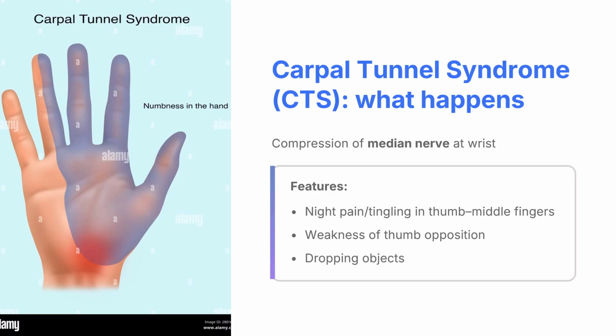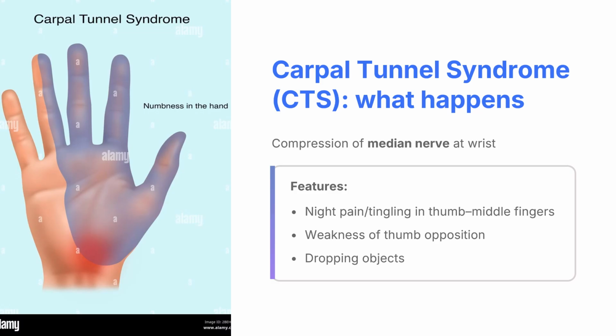Carpal tunnel syndrome is one of the entrapment syndromes. It's a compression of the median nerve at the wrist. Features include night pain, tingling in the thumb and middle fingers, weakness of thumb opposition, and dropping objects. That means we cannot hold an object with power or a strong grip. So early intervention will prevent permanent thenar wasting. If we work with the thumb nicely, we can prevent the thenar muscle wasting.